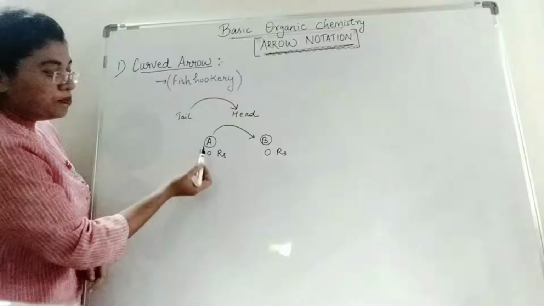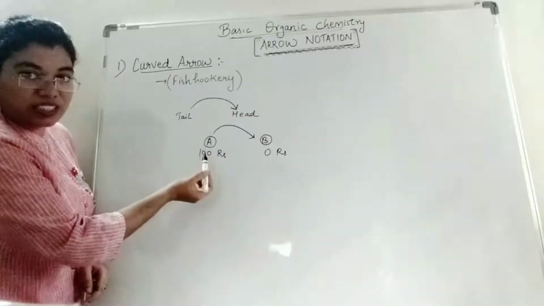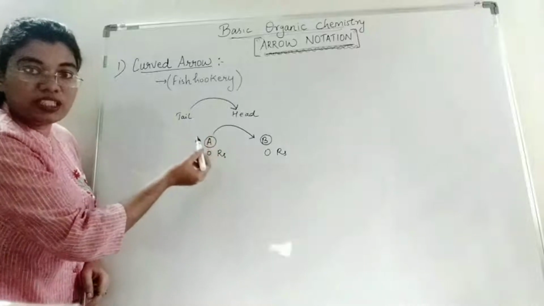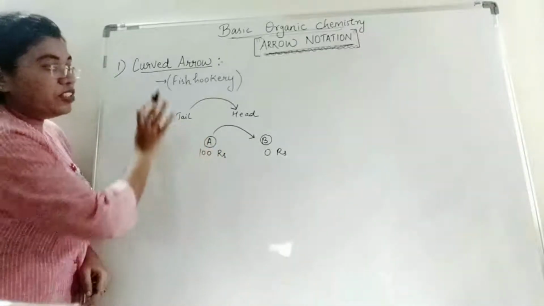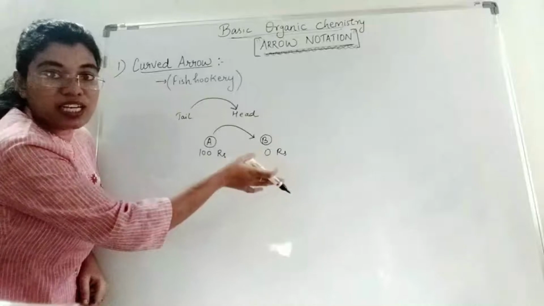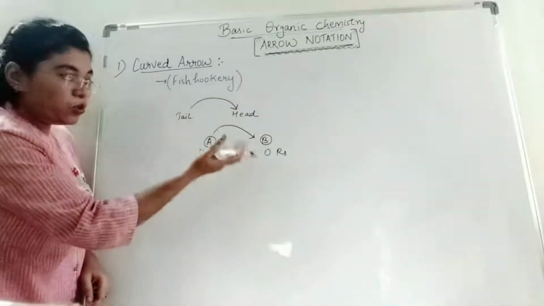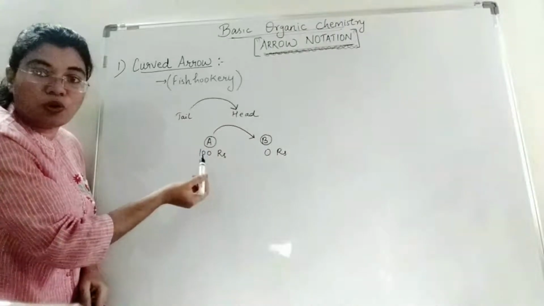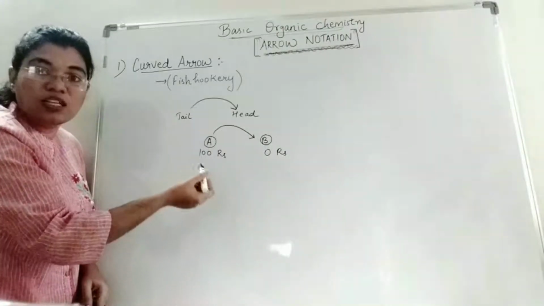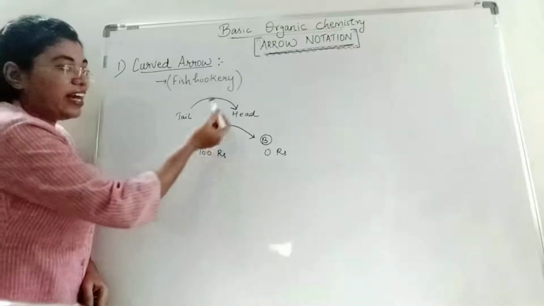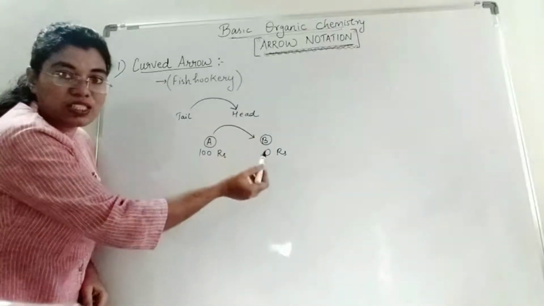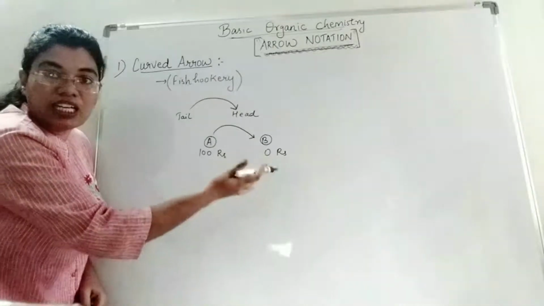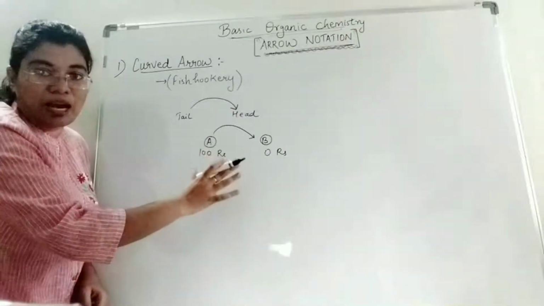That means suppose A atom is having more electrons, so all the electrons will be transferred towards the B atom which doesn't have any electron. So the tail is starting from the one which has more money, or the atom which has more electrons, and the head will be towards the one which doesn't have any money or which doesn't have any electrons. So this is a simple example I have given.